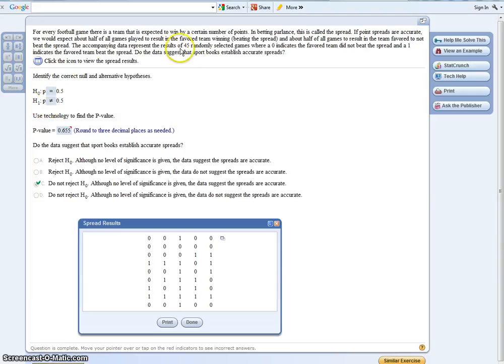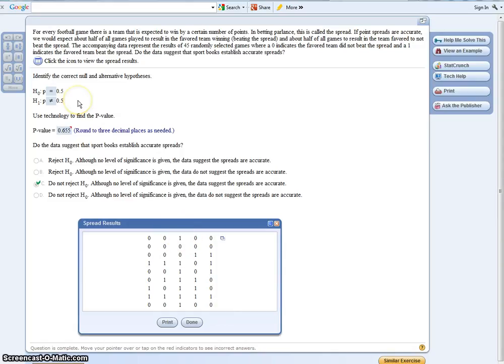And then there's 45 randomly selected games, and you have a 0 if the team did not beat the spread and a 1 if the team did beat the spread. And again, you can open this by clicking on this icon. But if you count the number of ones here, there's 21, so that means 21 games the teams beat the spread.